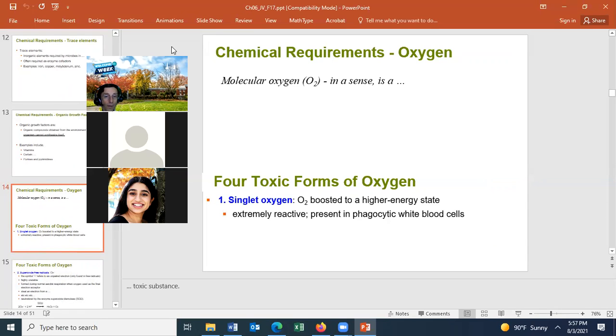Singlet oxygen, where oxygen is boosted to a higher energy state. This oxygen is extremely reactive. And in fact, phagocytic white blood cells will make singlet oxygen and then secrete that oxygen on a cell that it wants to kill. For example, an eosinophil secreting singlet oxygen against the skin of a helminth, a parasitic worm.